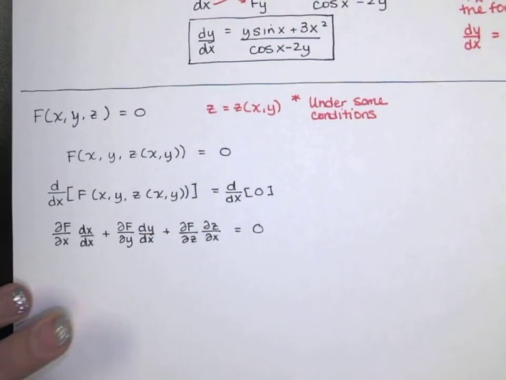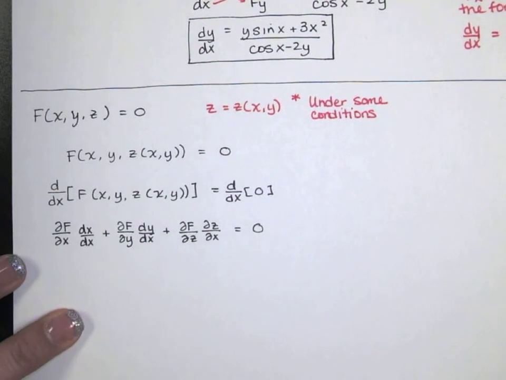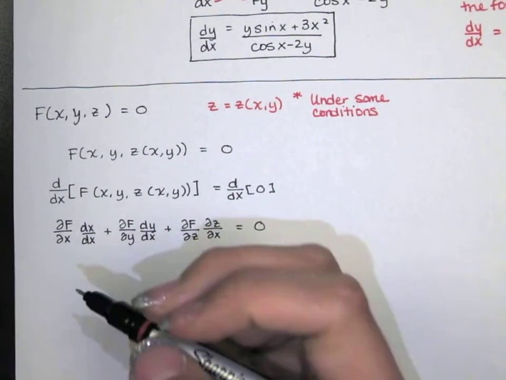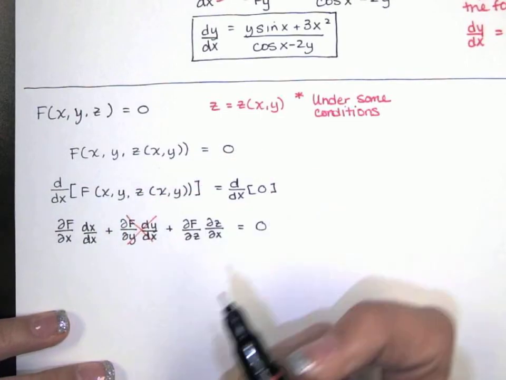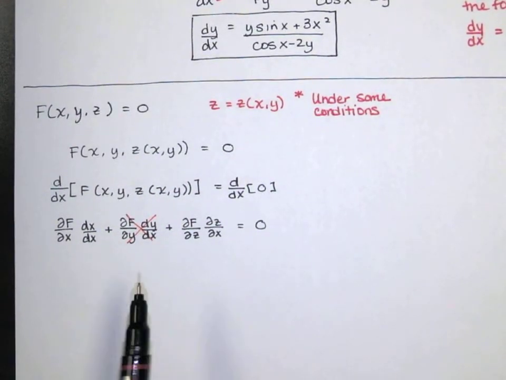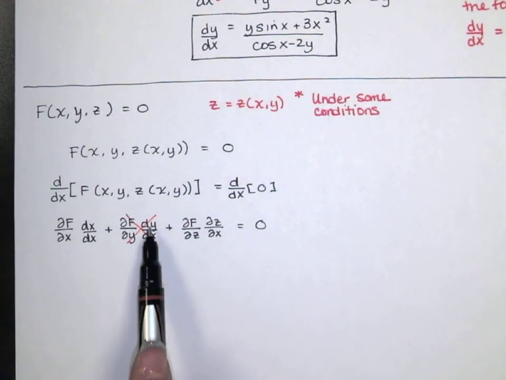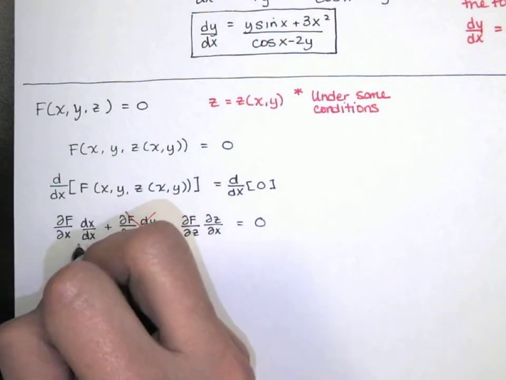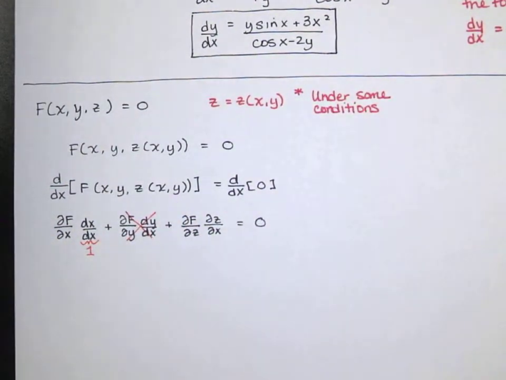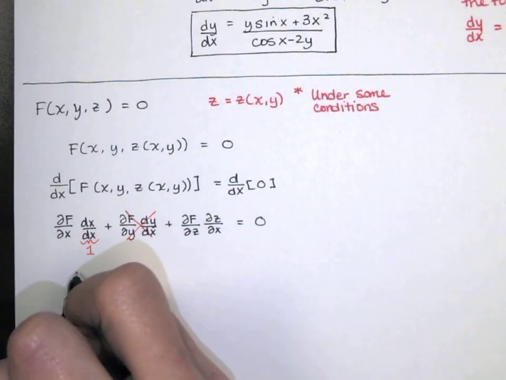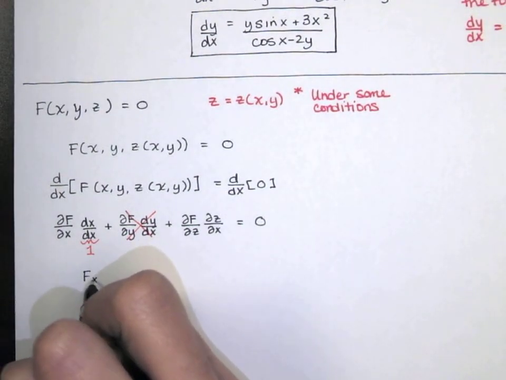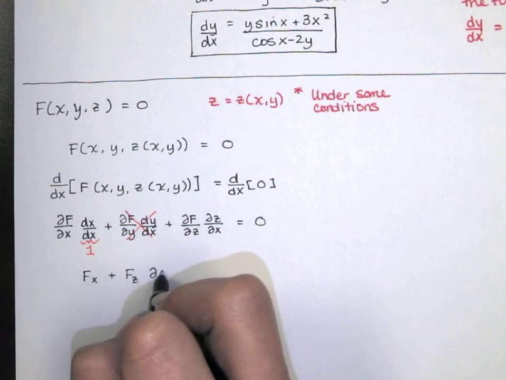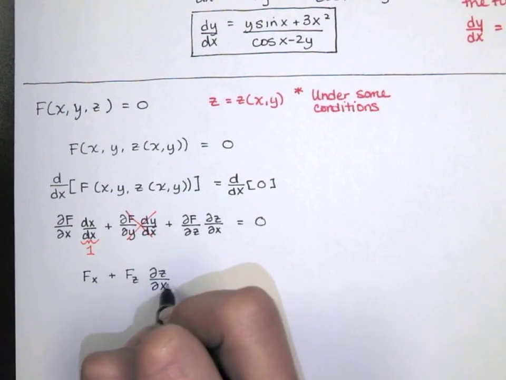Now, we're assuming that x and y are completely independent variables. So this guy is gone. That guy is not going to appear at all in our formula. Because y doesn't depend on x. Y does its own thing. So all we would see is this. And of course this is 1. So we've got the partial of f with respect to x, I'm going to use subscript notation now, plus the partial of f with respect to z times the partial of z with respect to x equals 0.